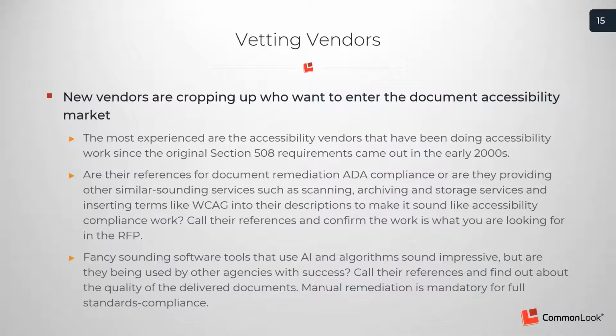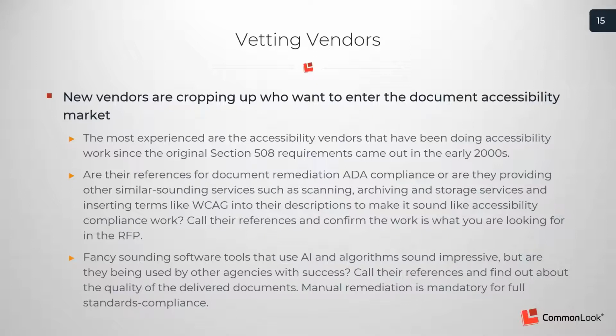That's a very small project, and that is not a good reference for trying to win a $1 million project, showing that you can handle thousands of documents to a high quality in a quick period of time. So you've got to look for references that are equal and similar to the type of work that you're putting out into your RFP.